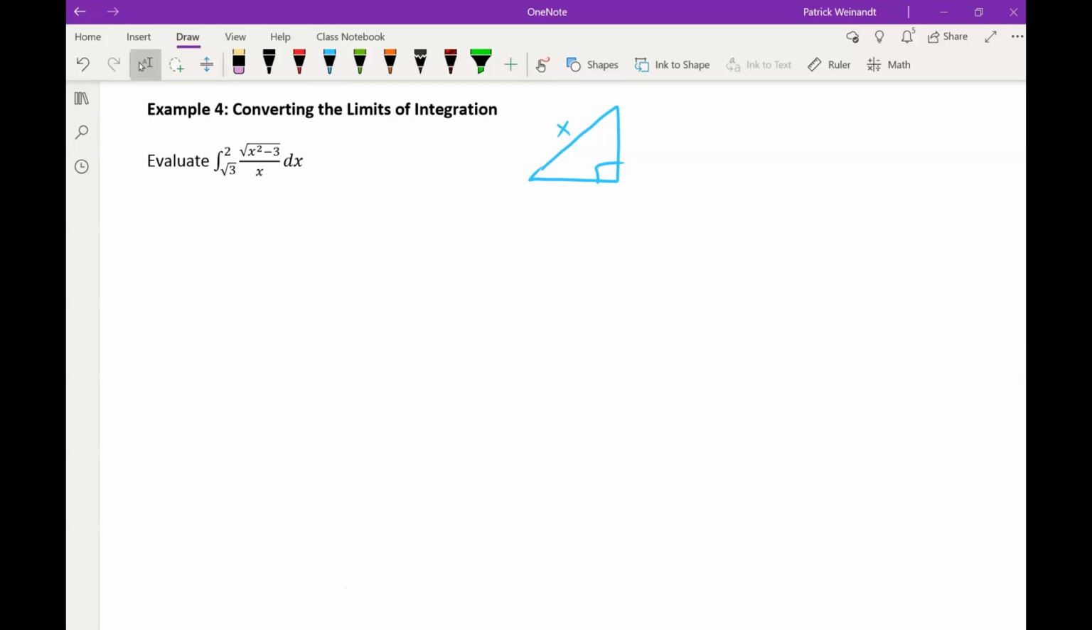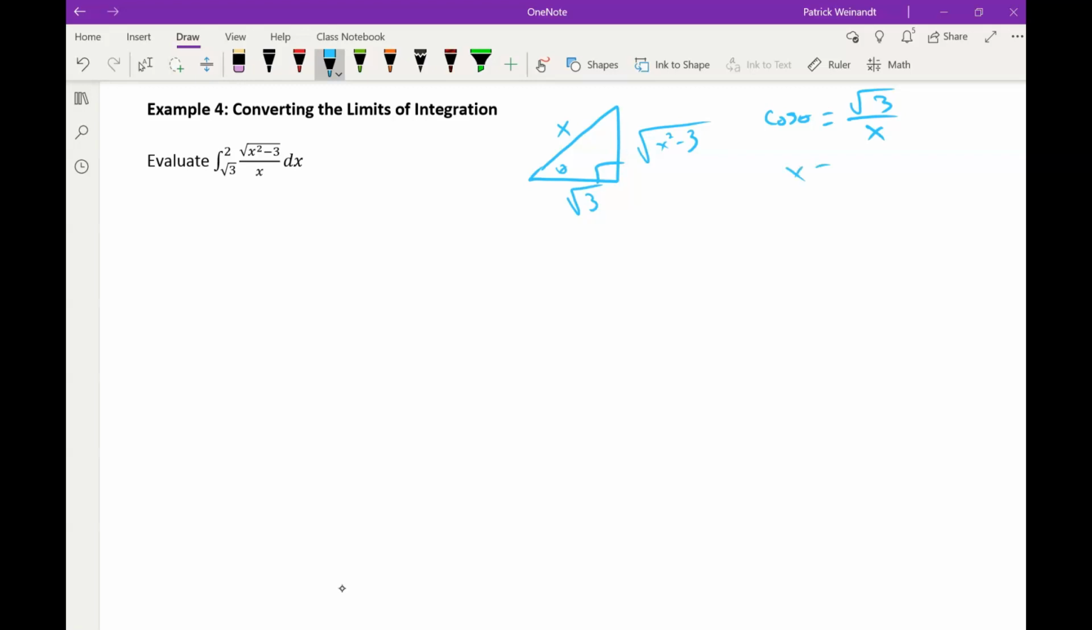And typically you use your constants. We're going to keep them here, which means that our other leg would then be the square root of x squared minus 3. Now we want to relate these two quantities to theta. It's going to involve a hypotenuse and an adjacent side. We know that that's cosine, so cosine of theta is going to equal adjacent over hypotenuse, square root of 3 over x. Solve for x, you'd multiply by x and then divide by cosine.